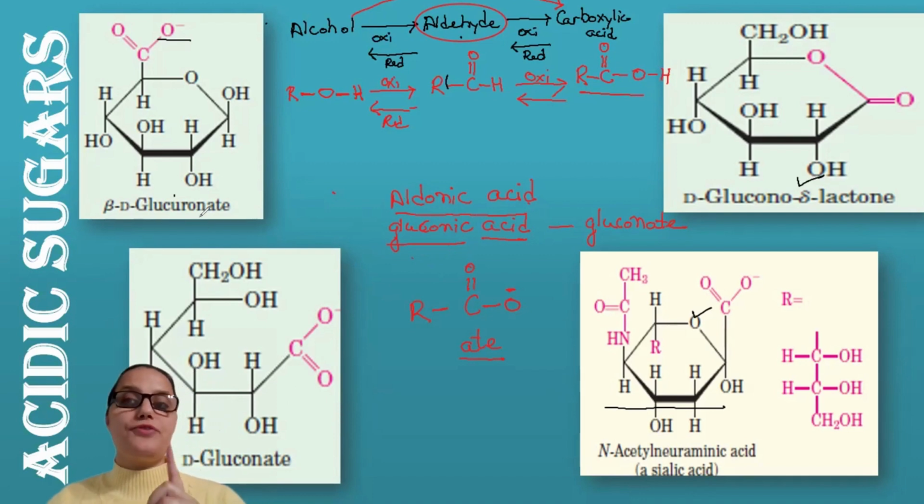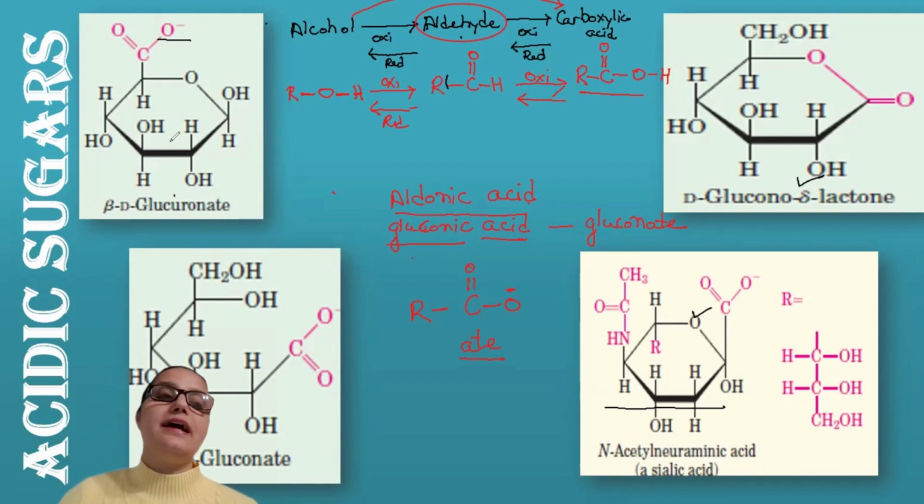Now, this is the first option, that the carbon number 1 gets oxidized to form the carboxylic acid, these aldonic acids. But the carbon number 6 is untouched because carbon number 1 has been oxidized. When the carbon number 6 gets oxidized to carboxylic acids, then the acidic sugars which are formed are called uronic acids.